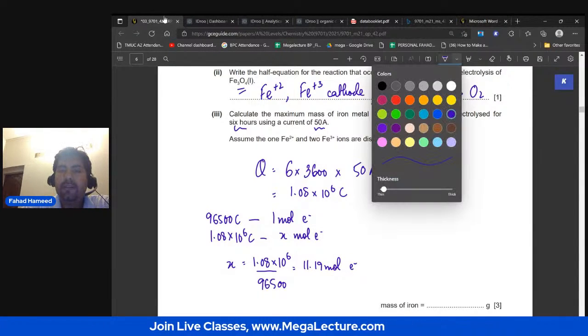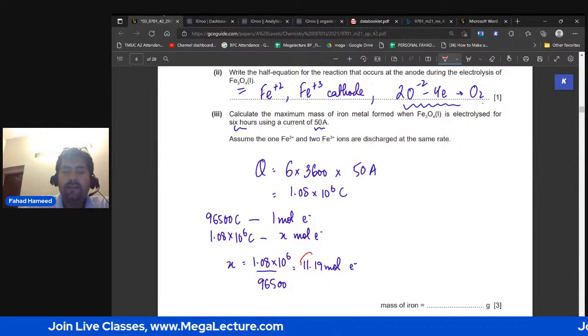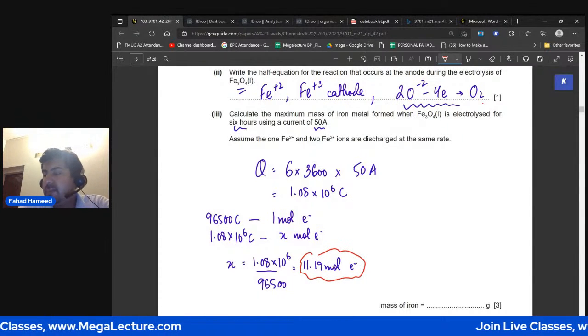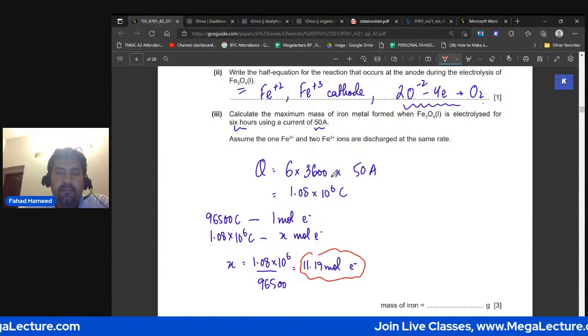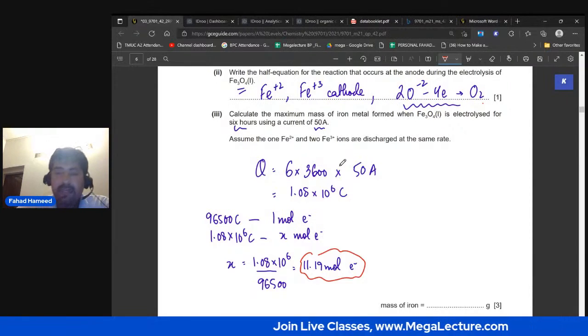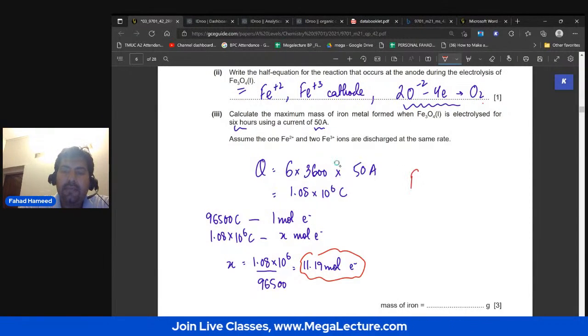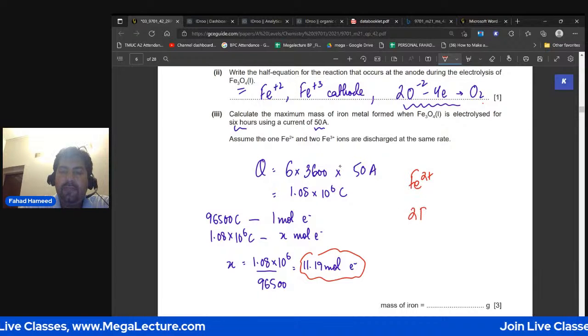Now the next part is you figure out the moles of electrons flowing through the circuit. So how do you figure out the moles of iron now? So I've got Fe2 plus, and I've got 2 Fe3 plus ions.